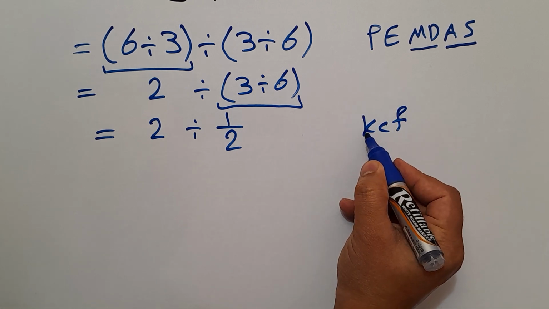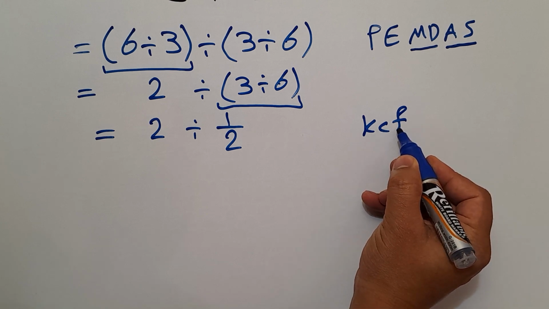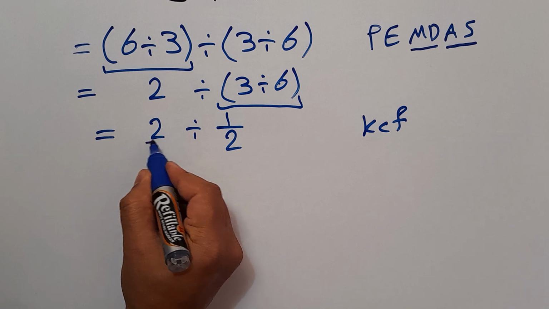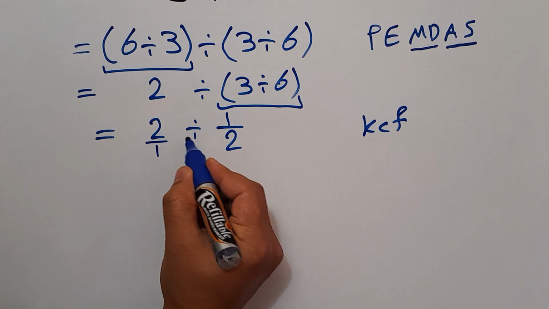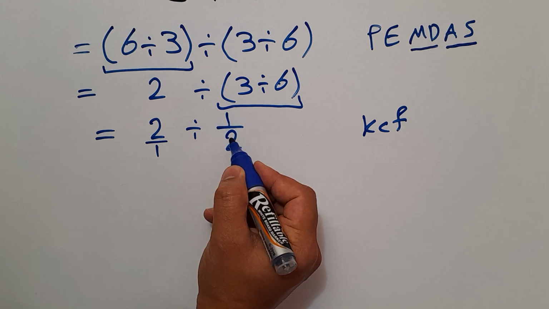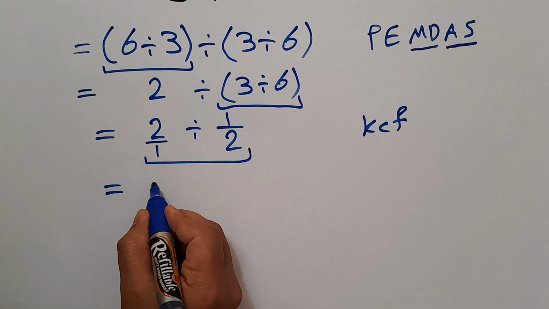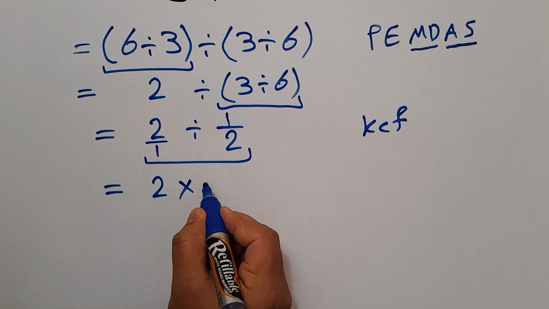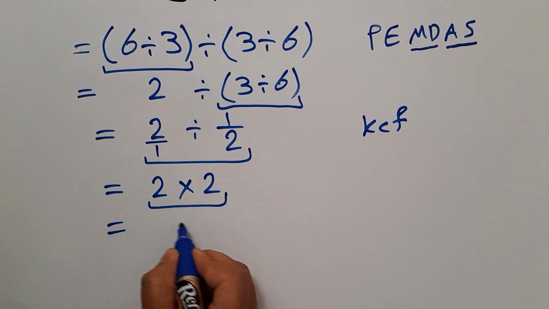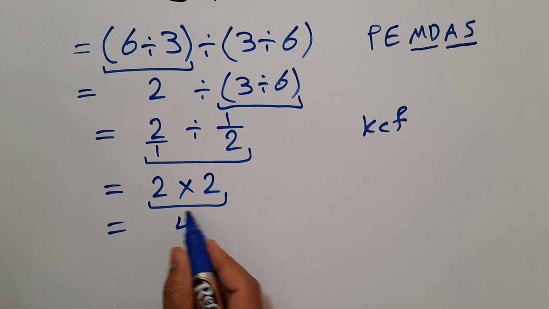KCF: K stands for keep, C stands for change, and F stands for flip. Keep the first fraction, which equals 2 over 1, change division to multiplication, and flip the second fraction. Okay, so we can write 2 times just 2. And this is equal to 4. So our final answer to this problem is just 4.